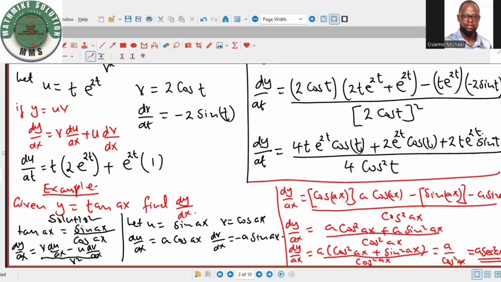Why am I saying like that? Because we know that cos squared ax plus sine squared ax is an identity, which is equal to 1. Therefore, a times 1 will give a. We also know from the trigonometric ratio that 1 over cos is sec. And so therefore, 1 over cos squared ax will be sec squared ax. So our dy/dx is equal to a sec squared ax.